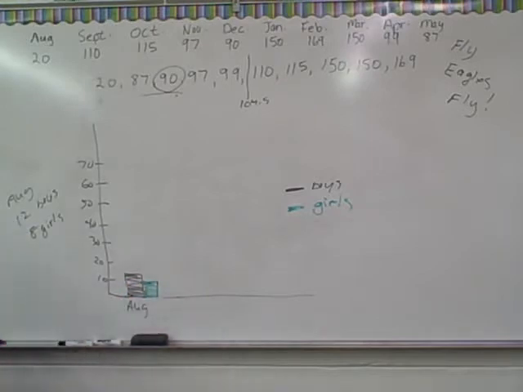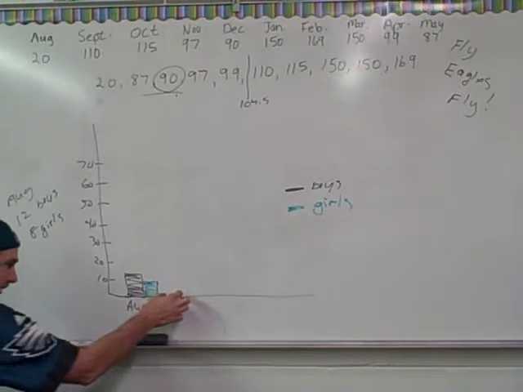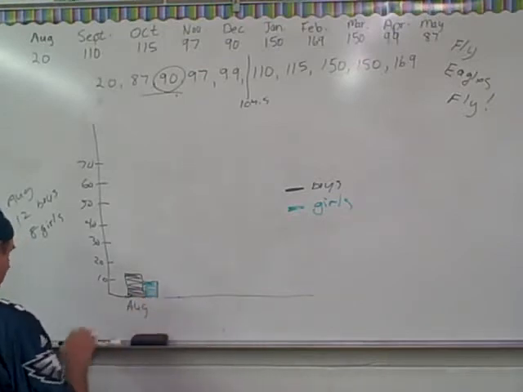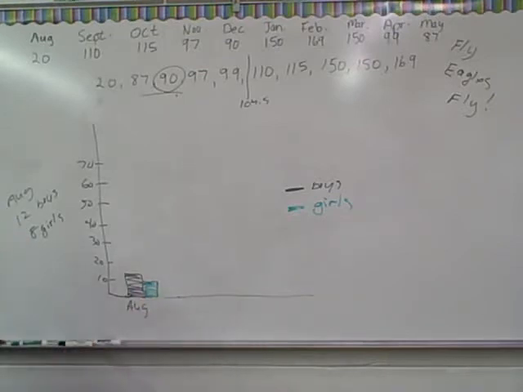And that would break down the other months in the same way, but there would still be a little space here between September and August. So that's how I could create a double bar graph.